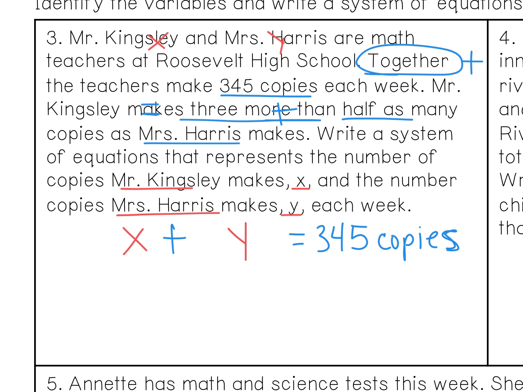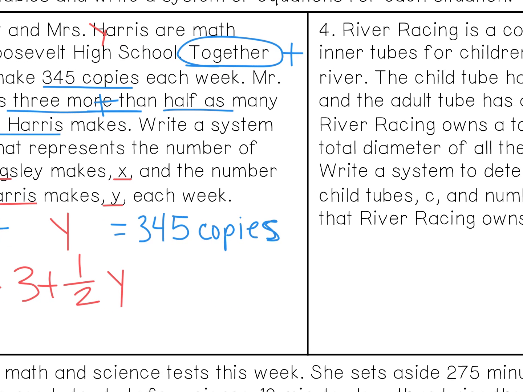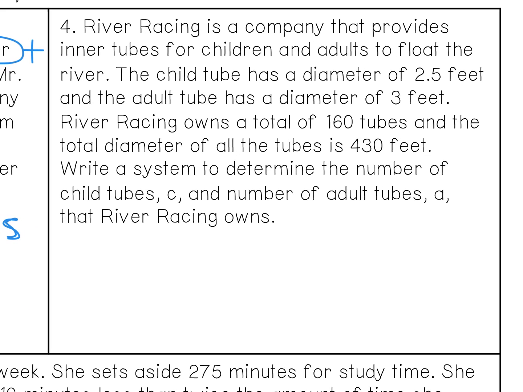But then I have Mr. Kingsley is X, and if we look, we say X equals 3 more, so 3 plus half of Mrs. Harris. Mrs. Harris is Y. So these are going to be our two. So we really need to look for those keywords, and we need to make sure we're translating from symbols to numbers.